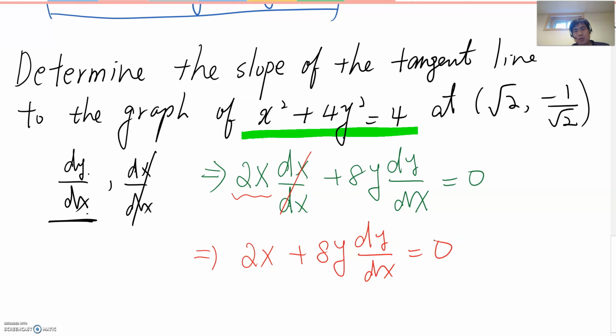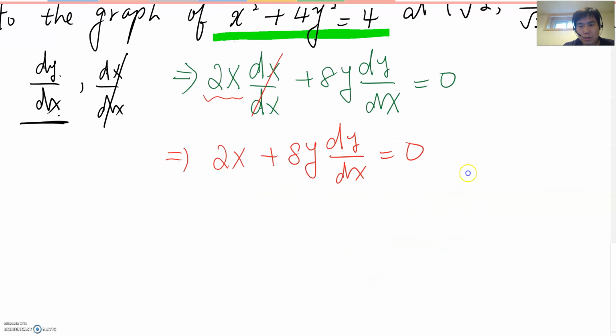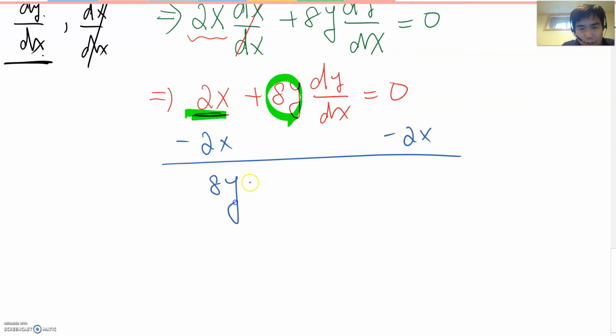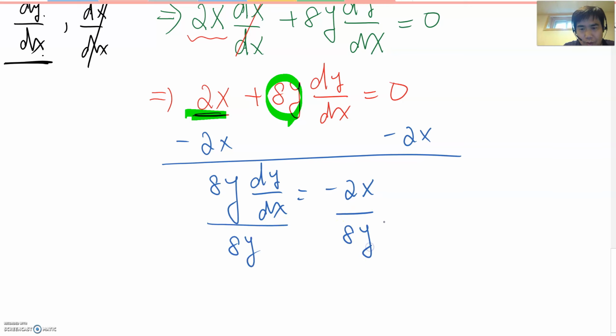So our goal is to solve for dy over dx. Therefore, I don't need this term and this number. Okay, so I'm going to remove 2x first. So minus 2x. Then 8y dy over dx equal to negative 2x. And then we divide by 8y. Therefore, dy over dx equal to negative x over 4y.